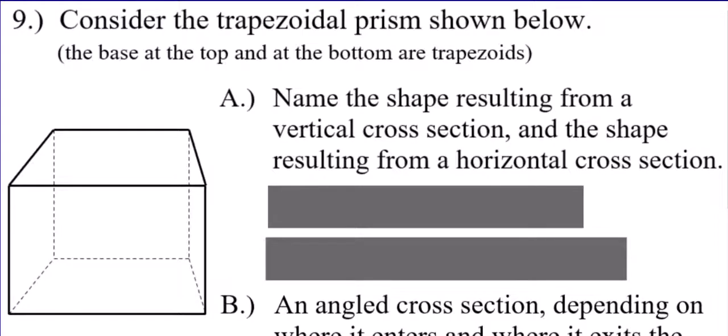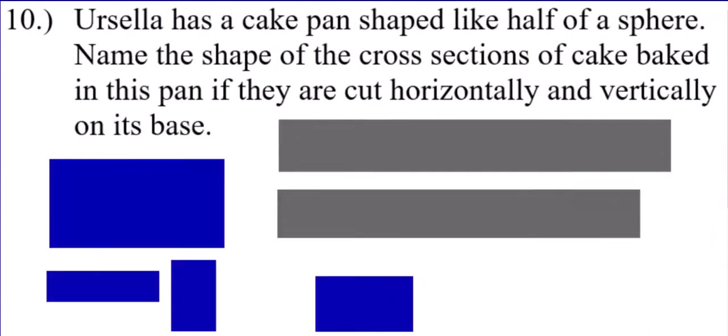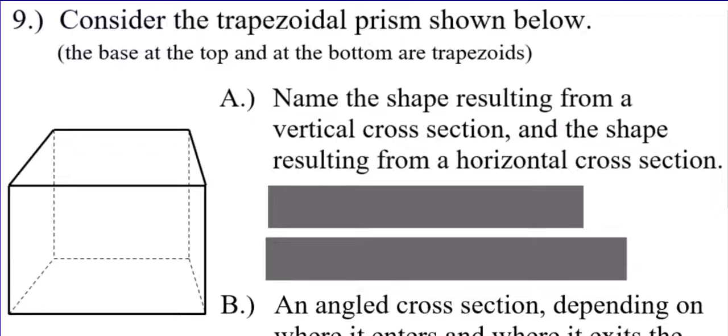Okay, did you already do number 9, part A and B, and number 10 on your own? If you did not, you owe it to yourself to try it on your own first. Hit pause, then hit play when you're ready to see how you did. All right, part A. Name the shape resulting from a vertical cross-section and the shape resulting from a horizontal cross-section.